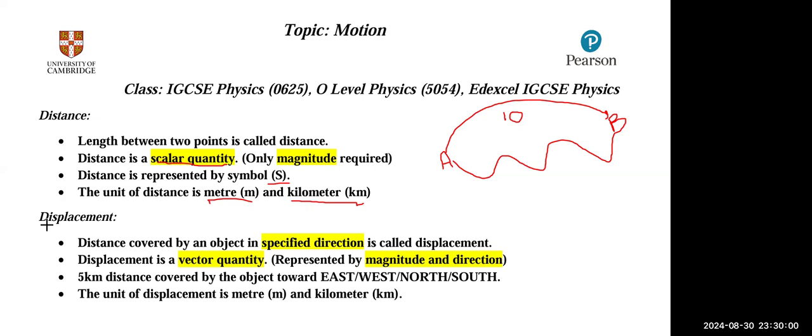Now, the second point is displacement. This is a little bit similar, but the only difference is that in displacement we require direction. We have to tell the direction to cover the distance between two points. Let's start with the definition of displacement: distance covered by an object in a specific direction. I have already highlighted specific direction.